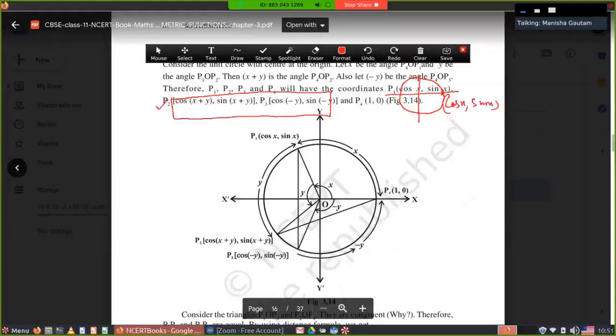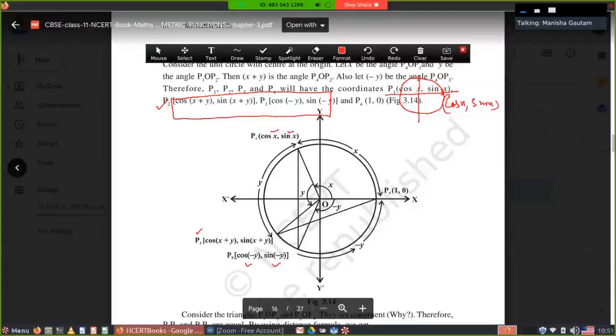If the angle is x, then cos x, sin x are the coordinates of P1. If the angle is further y, that is x plus y, the point comes up to P2. This will be cos of x plus y and sin of x plus y. The angle is now y in the clockwise direction for the point P3. The coordinates will be cos of minus y, sin of minus y.